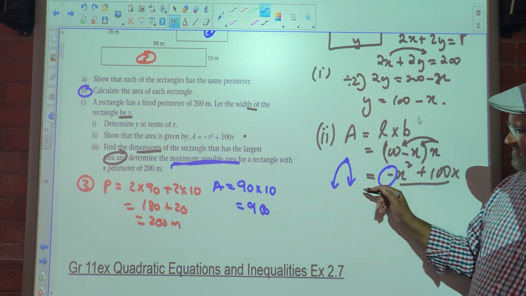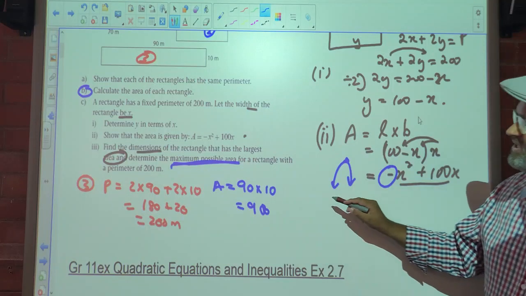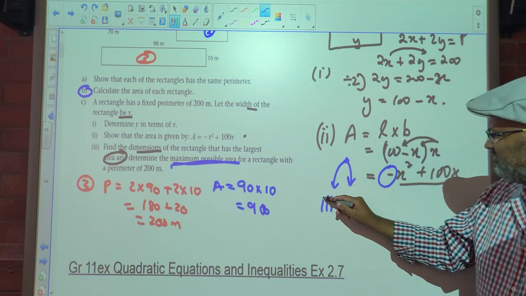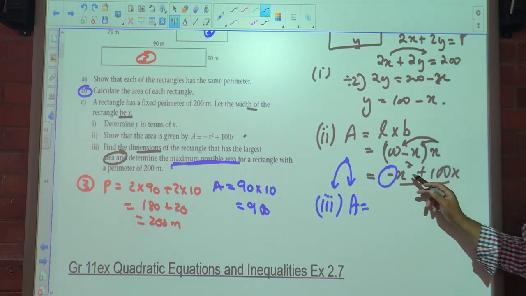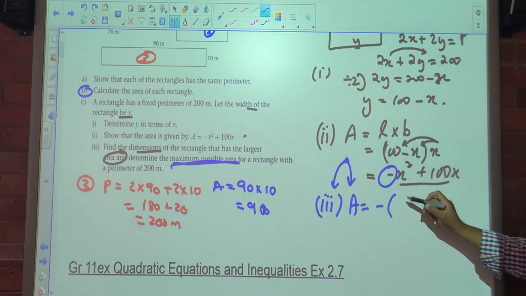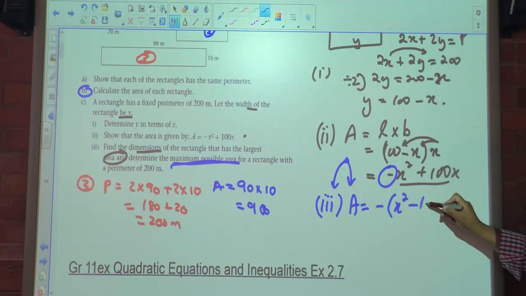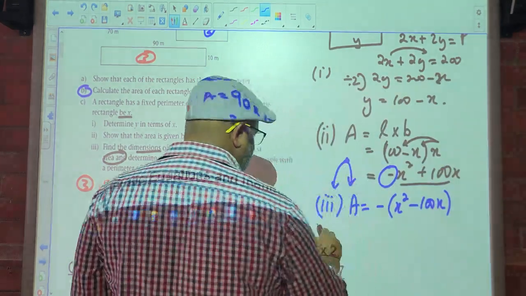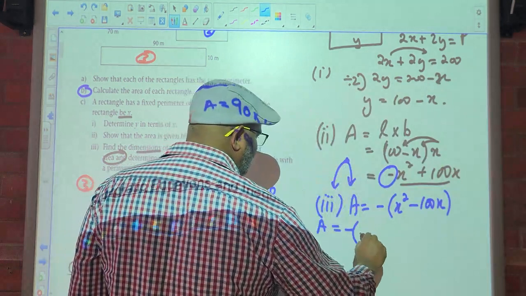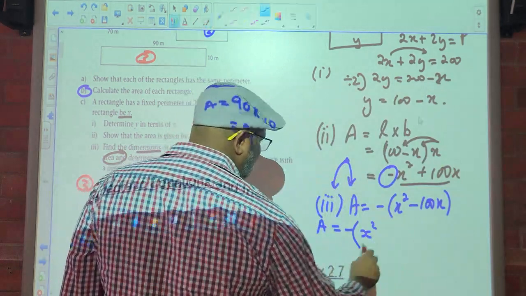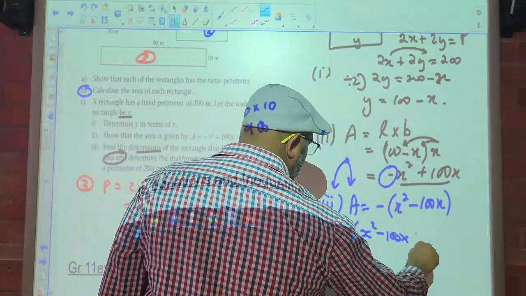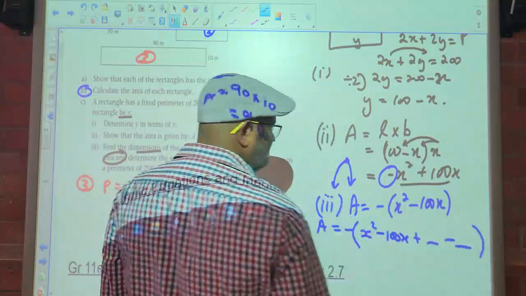So what happens is, I'm going to complete the square. So it's number 3. Area is equal to... So what do we do first? We take out negative as a common factor. What are we left with? X squared minus 100x. Okay, so we carry on. There's a number that must be added to complete the square with. Not so? So it's going to be x squared minus 100x plus a number minus that same number.